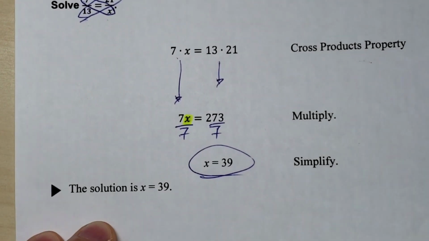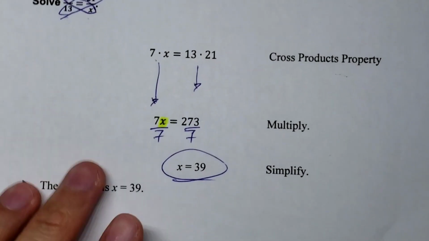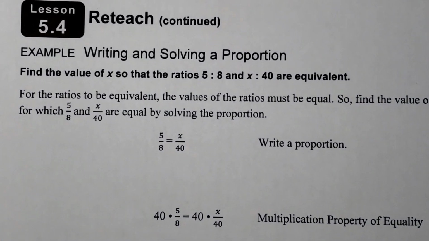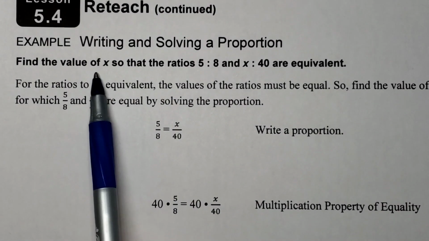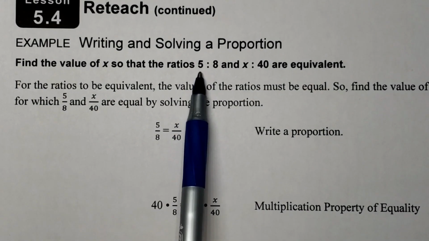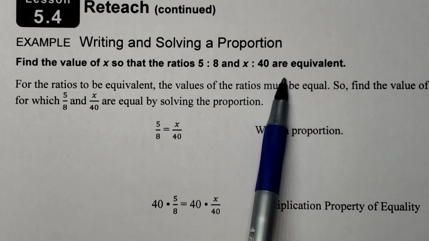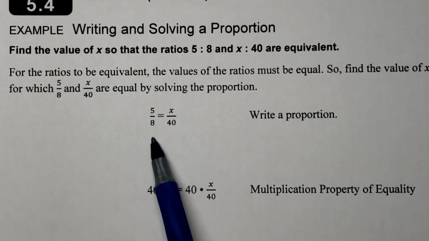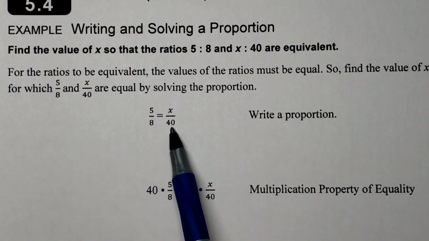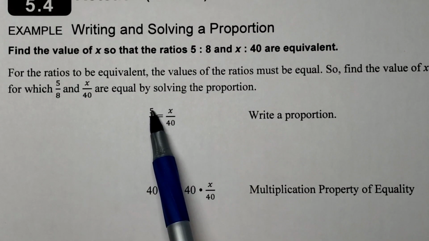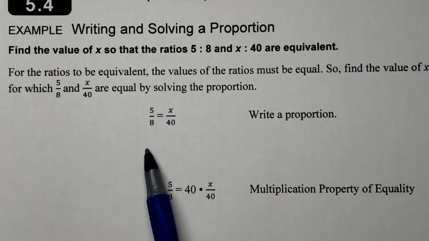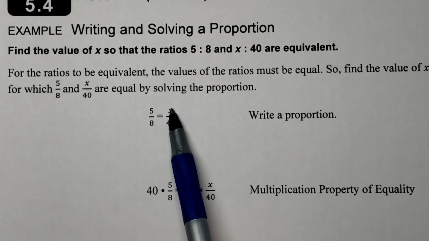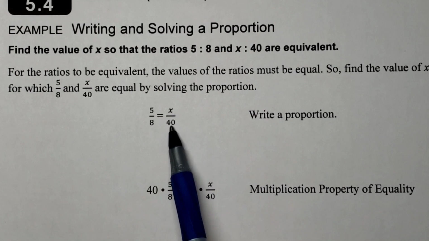Now, let's try another example. In writing proportions, it says here, find the value of x so that the ratios 5 to 8 and x to 40 are equivalent. The first thing we need to do is write them out. So 5 to 8 and x to 40. Remember, order matters. 5 is mentioned first, that's why we write 5, and 8 is mentioned second, so 8 is your denominator. Equal to, x is mentioned first, so that should be your numerator, and 40 will be your denominator.